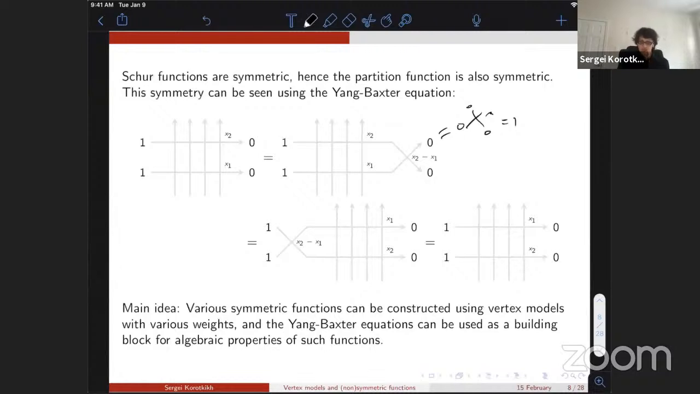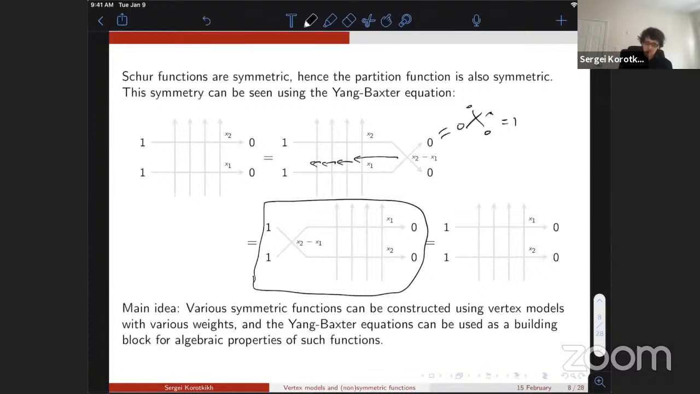So adding this vertex is harmless in terms of the resulting function. But now I can use the Yang-Baxter equation to move this vertex through columns of this partition function one by one and end up with a very similar picture. But now I have this additional vertex on the left, and also after application of my Yang-Baxter equations, x1 and x2 exchanged. So here x1 is above x2 because of this Yang-Baxter equation.